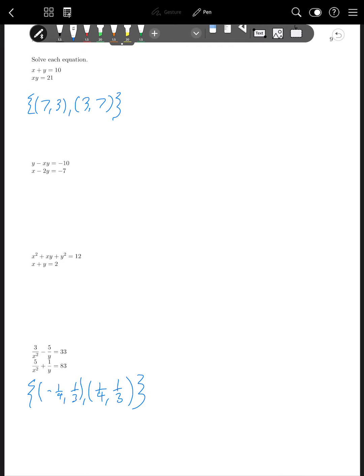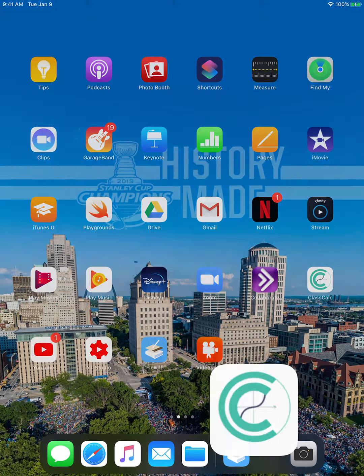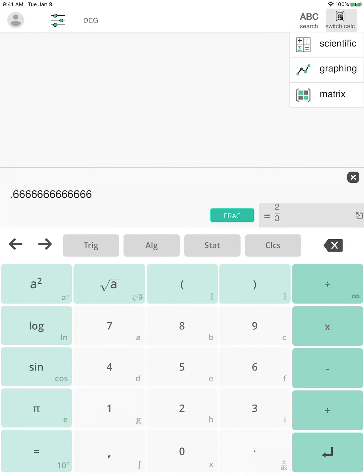Pretty much all the ones you can do in this section, you can do with the calculator. You can even do ones that involve logarithms and stuff like that. Okay, if you wanted to solve these systems, we could try doing that with the calculator. So like if I did the third one on page 11, we could try that out. So let's go to the graph.